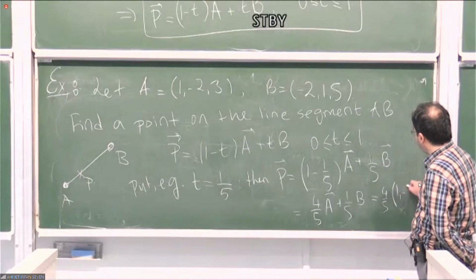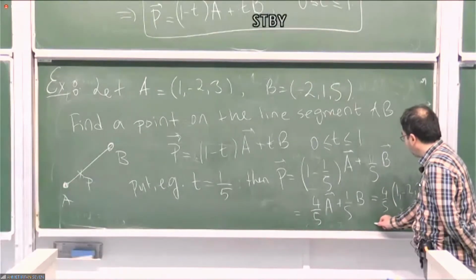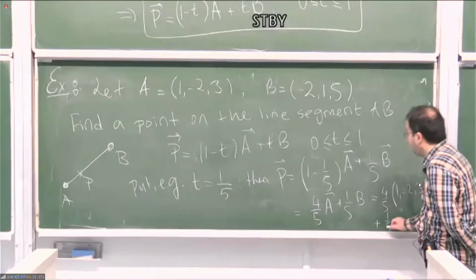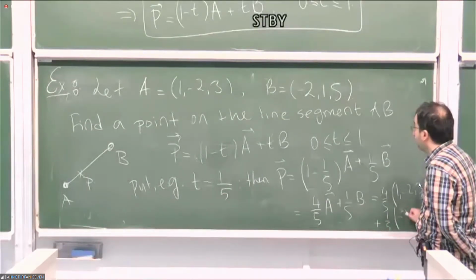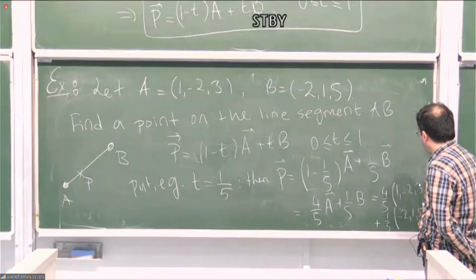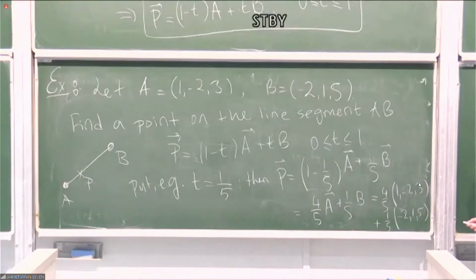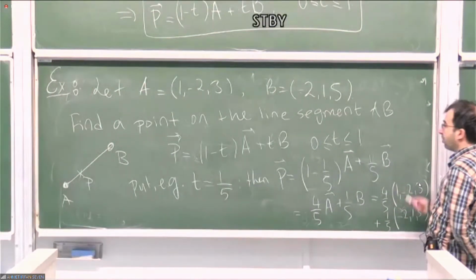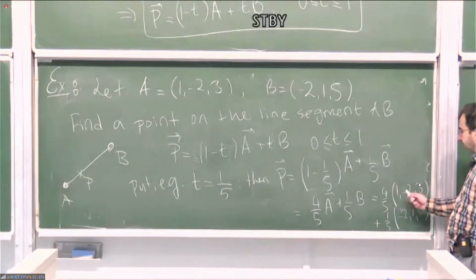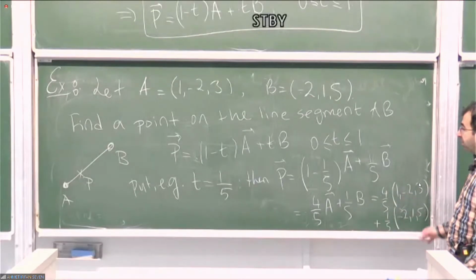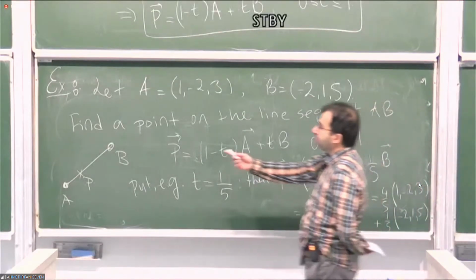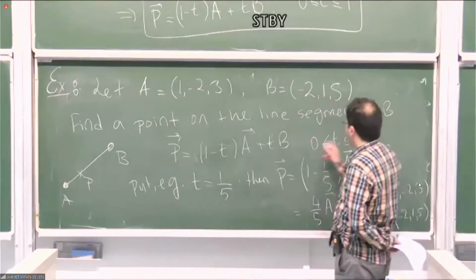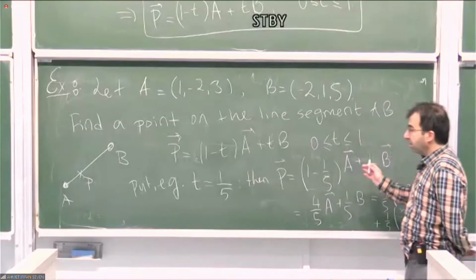Okay. So it will be 4 over 5 times A. A is (1, -2, 3) plus 1 over 5 times B. B is (-2, 1, 5). Okay. So if you compute this addition, you will get a point P. This is 1 point. If you give other values to T, however, between 0 and 1, you will get other points.